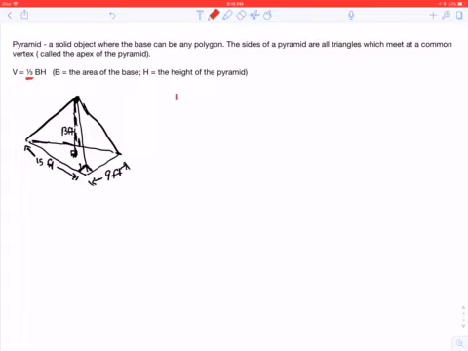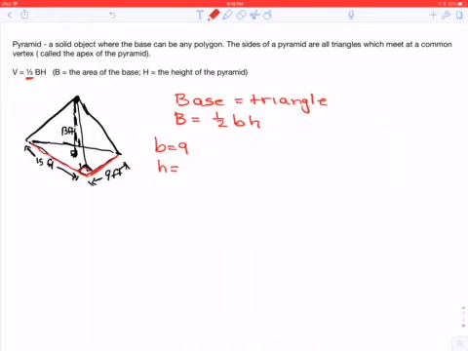So the base, in this case, is a triangle. So the capital B in the formula is the area of that triangle. So 1/2 the base times the height. Well, the base and the height have to form right angles. So if the base is 9, then the height, forming right angles with the base, is 15. So it's 1/2 times 9 times 15. So it's 67.5.